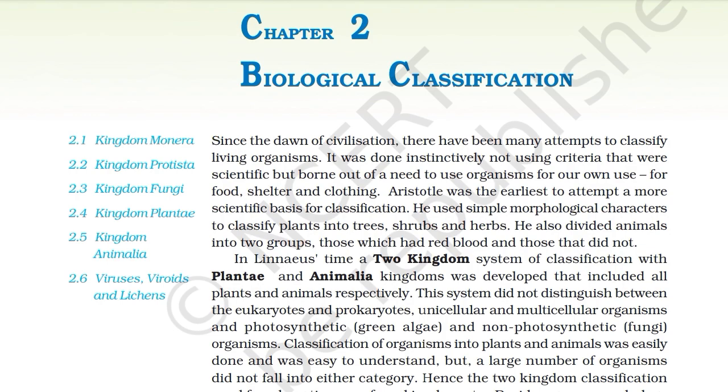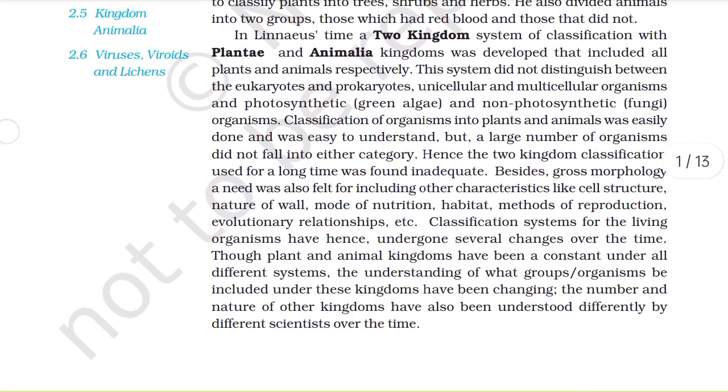Aristotle was the earliest to attempt a more scientific basis for classification. He used simple morphological characters to classify plants into trees, shrubs, and herbs. He also divided animals into two groups, those which had red blood and those that did not. In Linnaeus's time, a two-kingdom system of classification, Plantae and Animalia kingdoms, was developed that included all plants and animals respectively. This system did not distinguish between the eukaryotes and prokaryotes, unicellular and multicellular organisms, and photosynthetic, that is green algae, and non-photosynthetic, that is fungi, organisms.